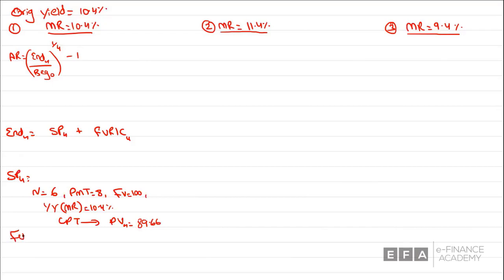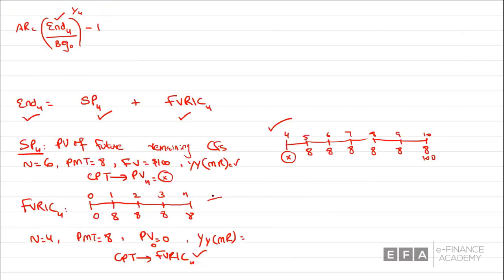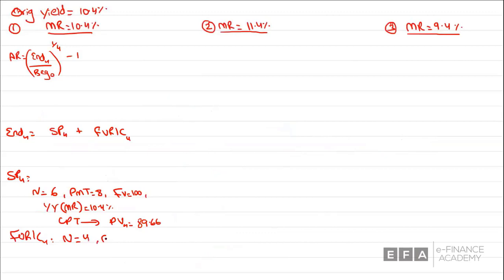Likewise, we can get FVRIC. With all that is given to us, we could say N is 4 since we are reinvesting for 4 periods. Make sure not to mix these two timelines up. Payment is 8, and you're reinvesting at the market rate, which is simply 10.4%. Present value is 0. When you compute the future value, you get 37.347, which is the future value of coupons.